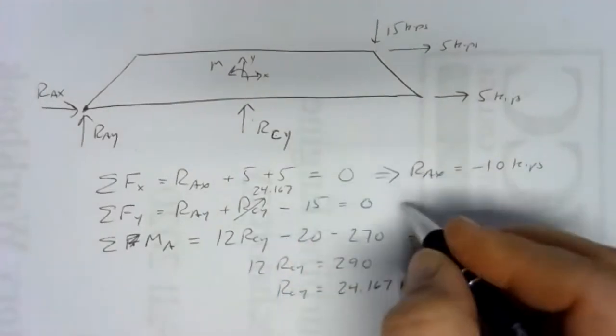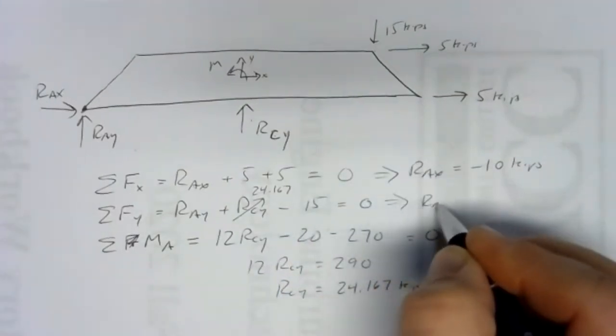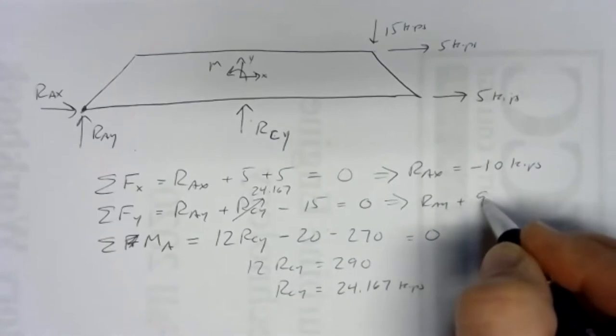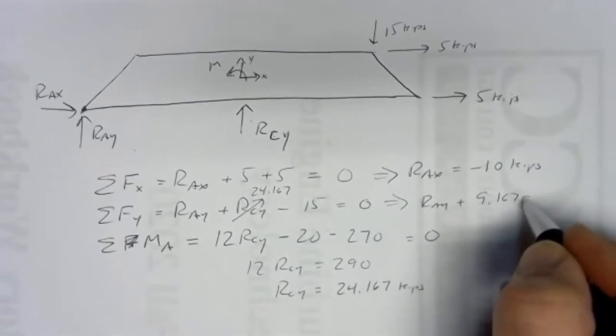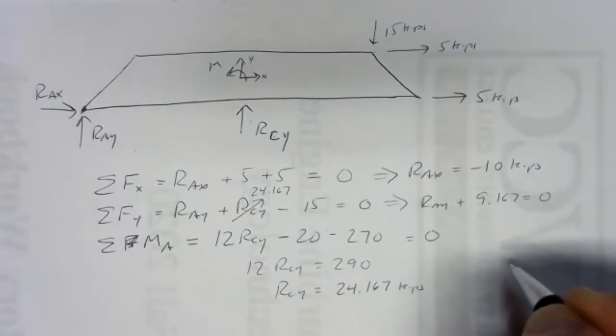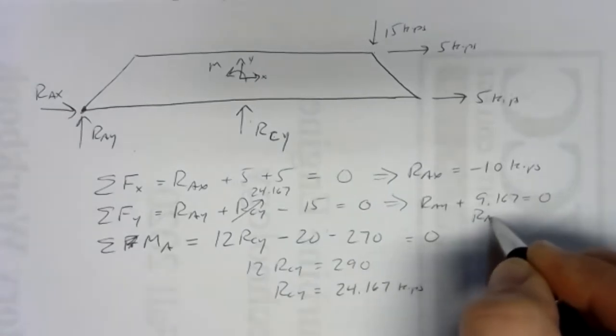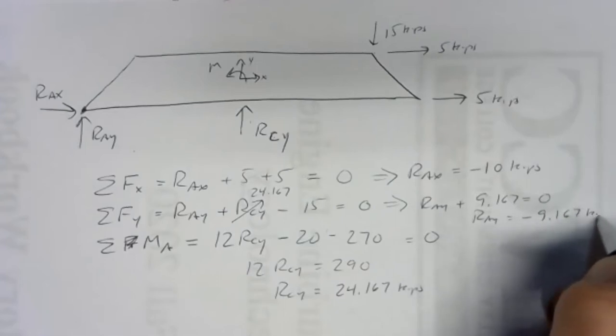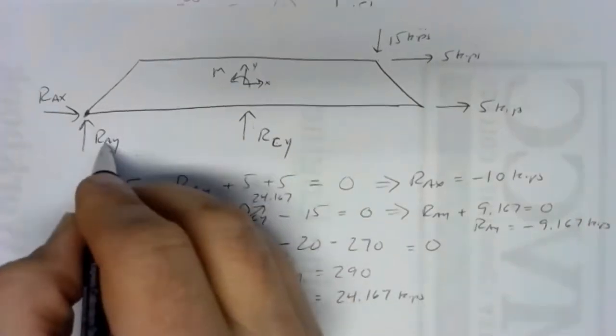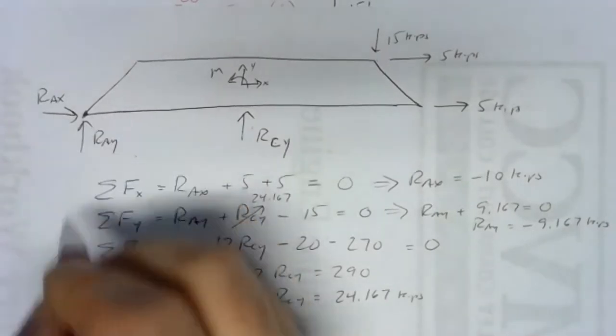9.167. So we have RAY plus 9.167 equals 0, which means RAY is negative 9.167 kips. So our direction's wrong for RAY. It's got to be pulling down.